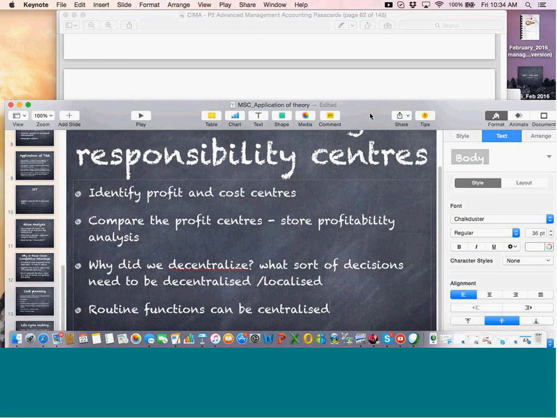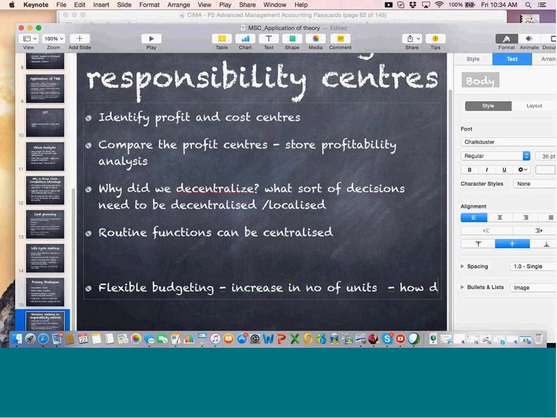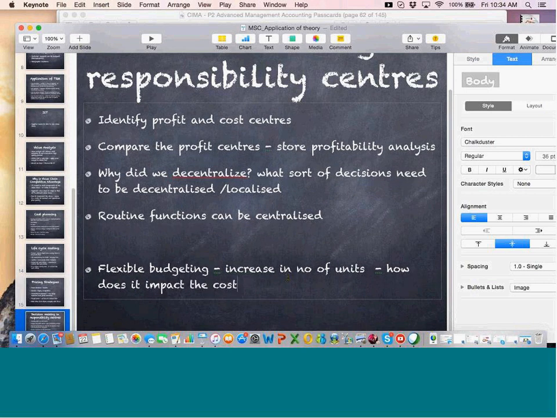Yes. Another thing we have to look at is, we spoke about flexible budgeting. What is flexible budgeting? We talked about increasing the number of units. How does that impact? In the case where I increase the number of restaurants, to 5, 10, would certain cost components increase? All the costs increase. Okay.